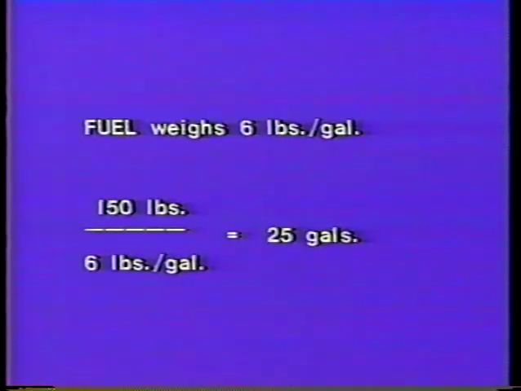Fuel weighs 6 pounds per gallon. The total weight is 150 pounds. Divide 150 pounds by 6 pounds per gallon, and we find that we can load aboard 25 gallons of fuel. 25 gallons is 4 gallons less than the full fuel load of 29 gallons.